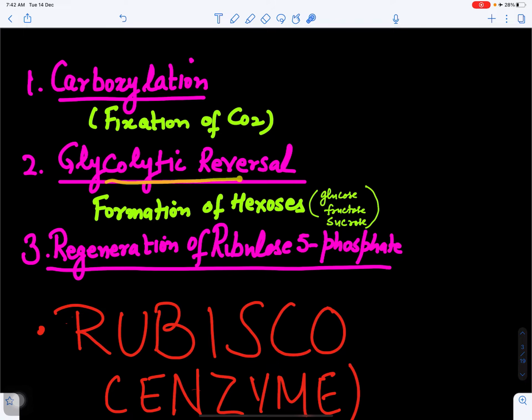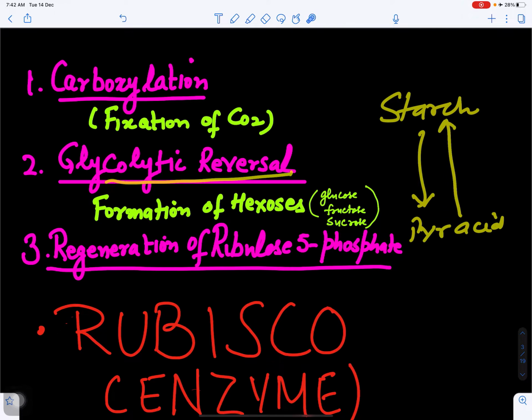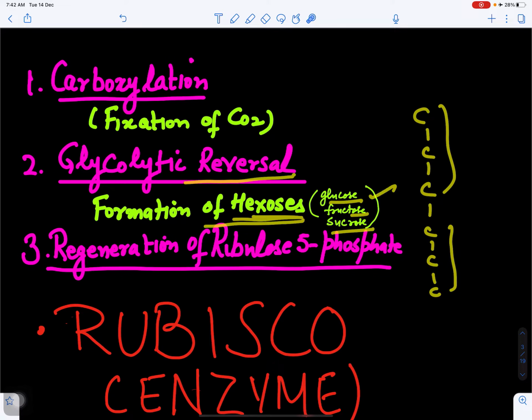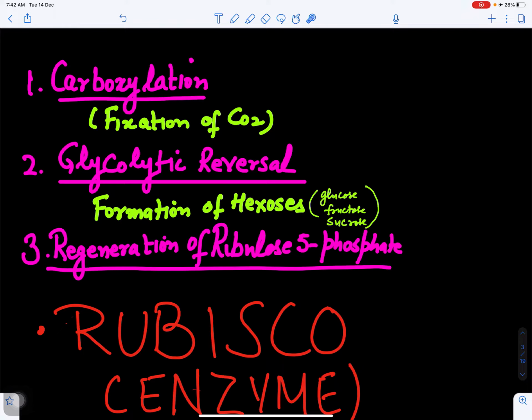Then glycolytic reversal. In glycolysis, what happens? Starch gets converted to pyruvic acid. And when this is reversed, this is called glycolytic reversal. So formation of sugars, glucose, fructose, sucrose occurs during this cycle. Hexoses mean they are 6 carbon in length. Sugars like glucose and fructose are 6 carbon in length.